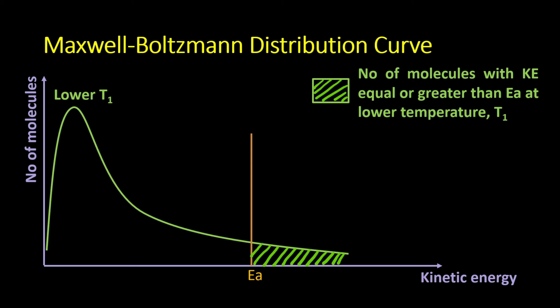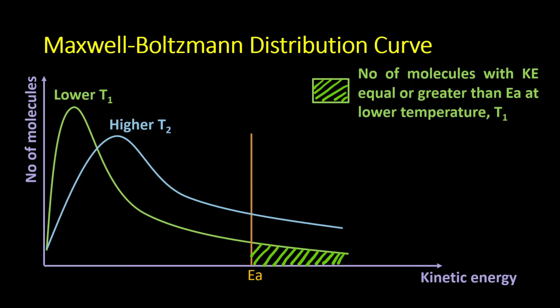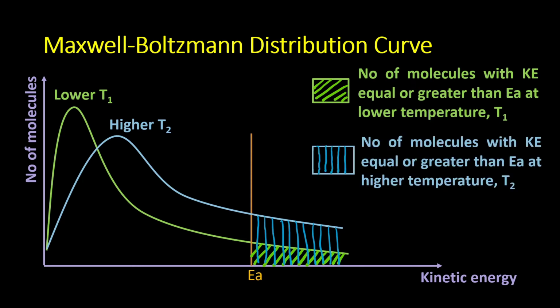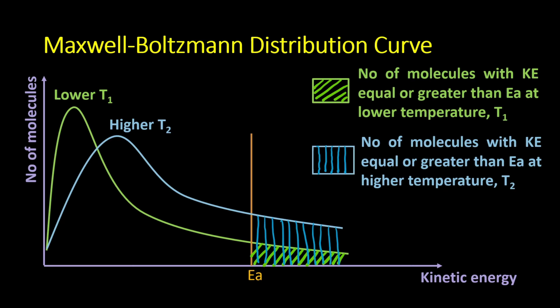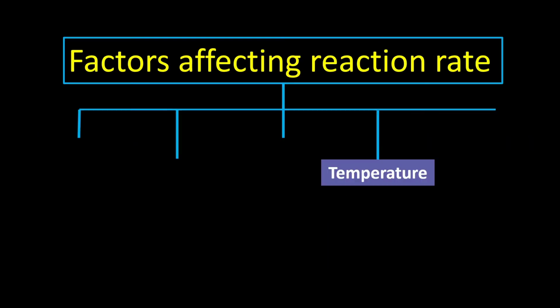As the temperature increases to T2, the whole curve shifts to the right, to higher kinetic energy. At the higher temperature, the shaded region, which represents the number of molecules with kinetic energy equal to or greater than the activation energy at T2, becomes larger. So at higher temperature, more reacting molecules have kinetic energy equal to or greater than the activation energy. Again, how does temperature affect the reaction rate?